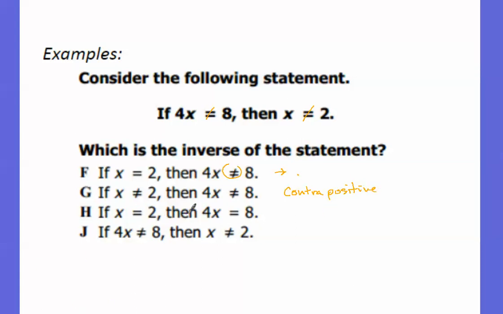If x equals 2, then 4x equals 8. Well, nothing has been negated, so it's not the inverse, but notice that the statements have been reversed. This would be the converse. Lastly, if 4x does not equal 8, then x does not equal 2. That's what we have: the opposite of the hypothesis, and then the opposite of the conclusion. So our answer here is J.